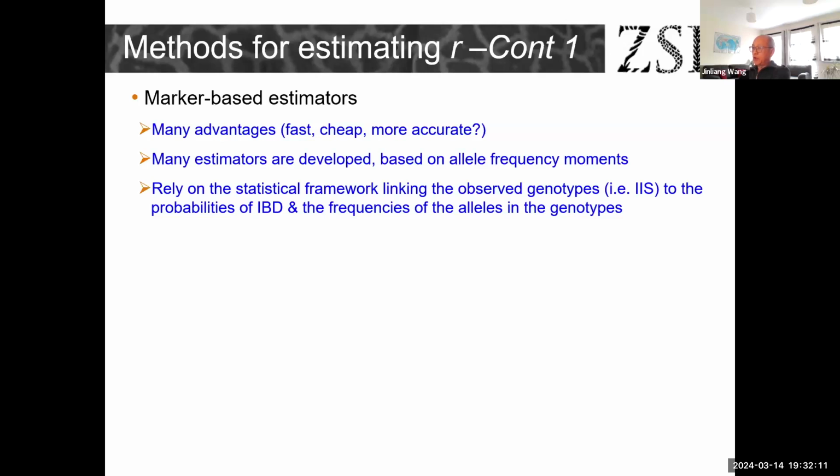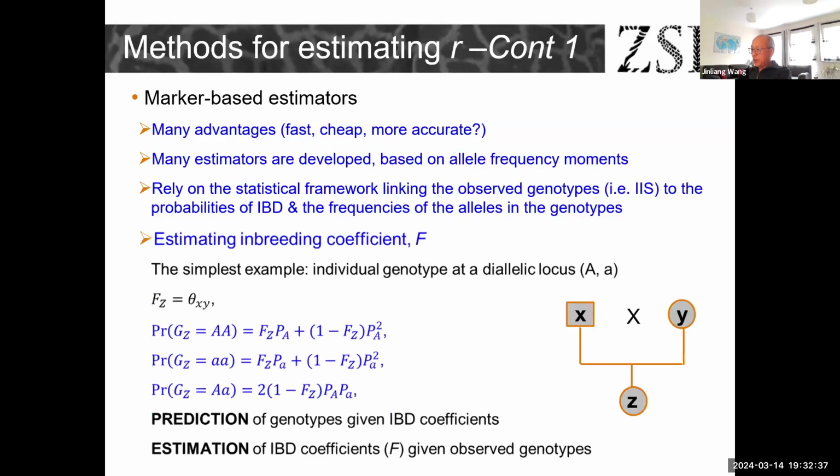Comparing these estimators, they all rely on the statistical framework linking the observed genotypes, that is, the alleles identical in state, IIS, to the probabilities of IBD and the frequencies of alleles in the population. I'll give you a very simple example to illustrate this point. Let's consider the inbreeding coefficient, which only involves one individual, and we consider a single locus with two alleles, big A and small a.